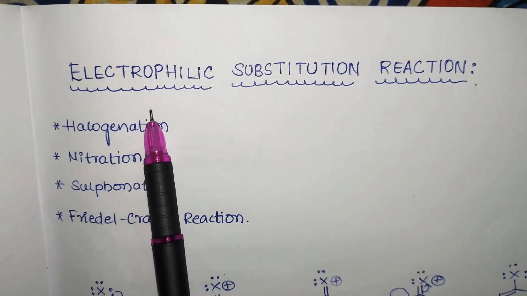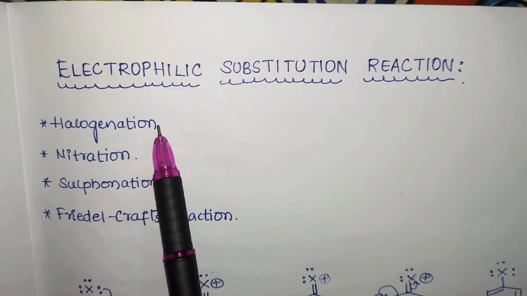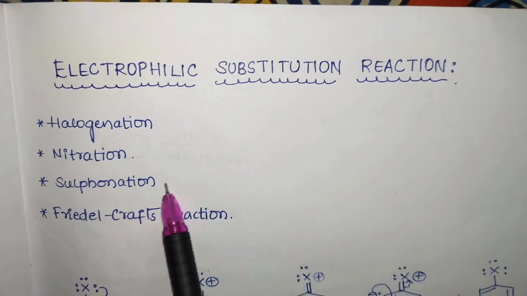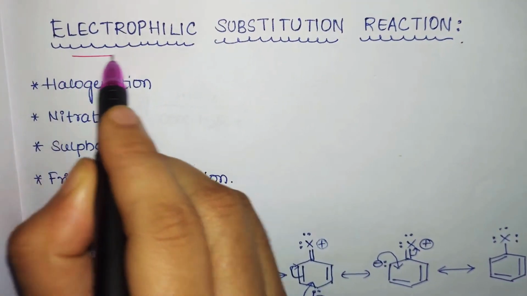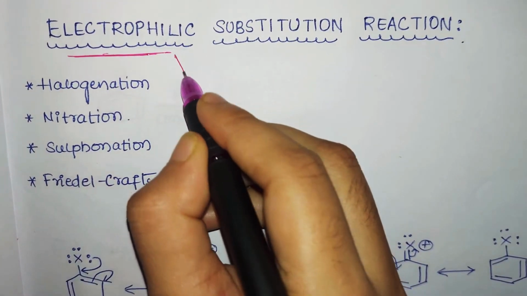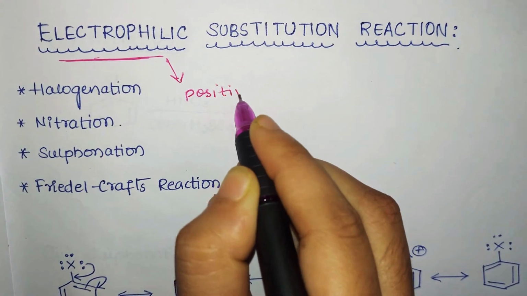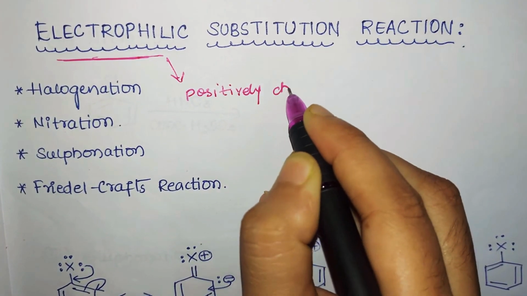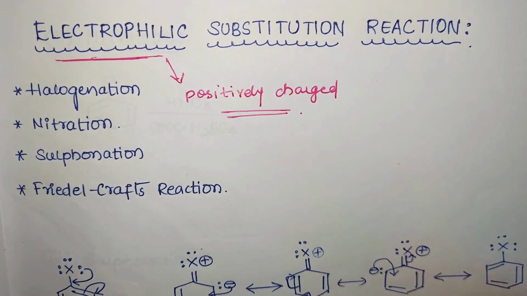So the next is electrophilic substitution reaction. In electrophilic substitution reaction, we will be studying halogenation, nitration, sulfonation and Friedel-Crafts reaction. Before understanding electrophilic substitution, what do you mean by an electrophile? Electrophiles are positively charged species, whereas nucleophiles were negatively charged species.